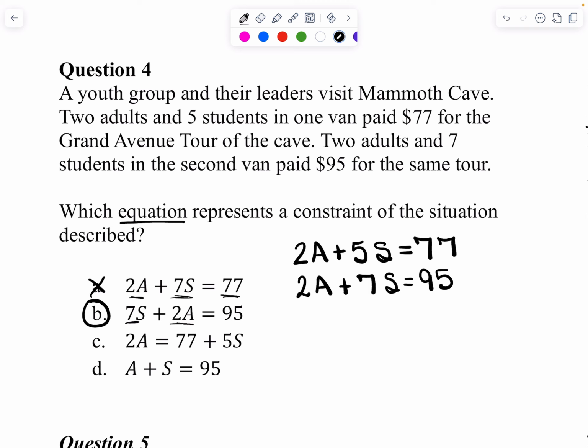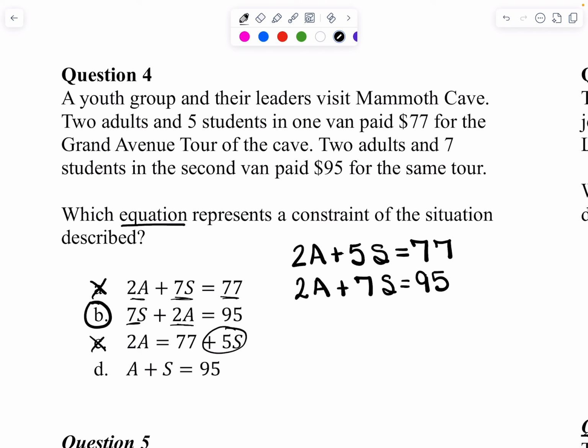Equation C says 2A equals 77 plus 5S. Well, if I move this 5S to the other side, it would be a negative 5S. So that one doesn't work. And D says A plus S equals 95. And that doesn't work because it doesn't have any price values. So my solution would have to be B, or my equation would be B. Okay? All right, let's go to question number 5.